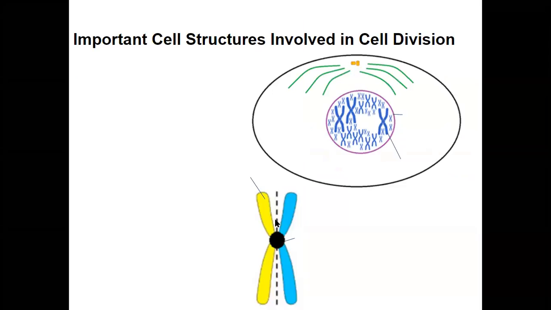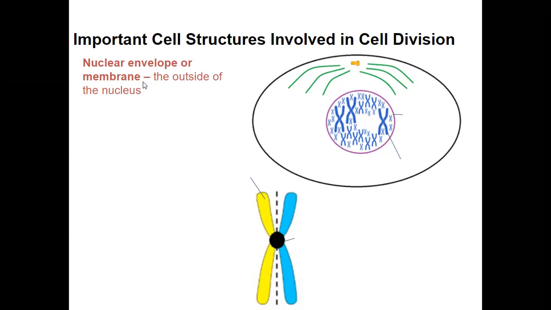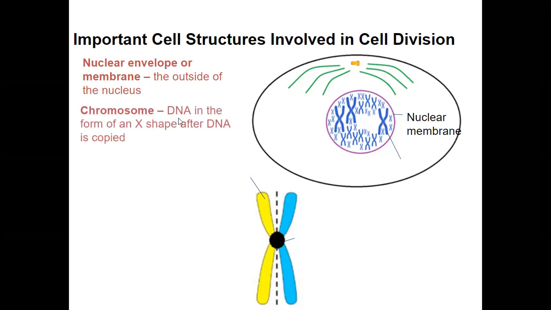All right, so there are some structures that are really important when our cells divide. Here is a picture of a cell. Here in this circle, the circular purple in color is the nucleus, and the outside of the nucleus is called a nuclear envelope or membrane. Now remember, inside the nucleus is where our DNA is. Now usually our DNA is all stringy, but when we need to divide our cells, we actually have them in these X-like structures called chromosomes.